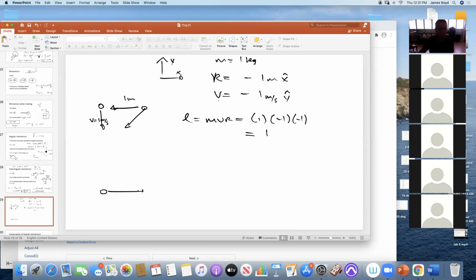Over here, if this is our z hat again, r is positive 1 and v is positive 1. So either way, they're both going to have mvr equal to 1 kilogram meter squared per second. Does that make sense, Lucas?